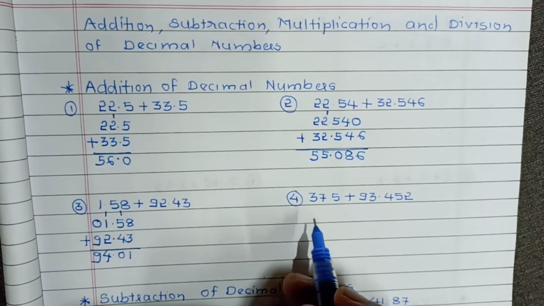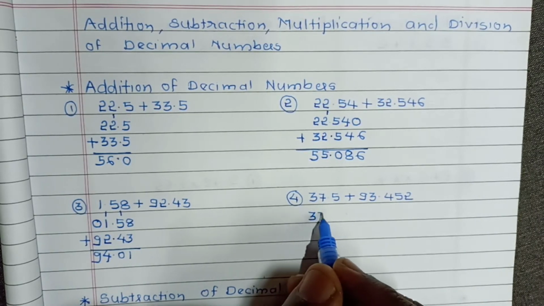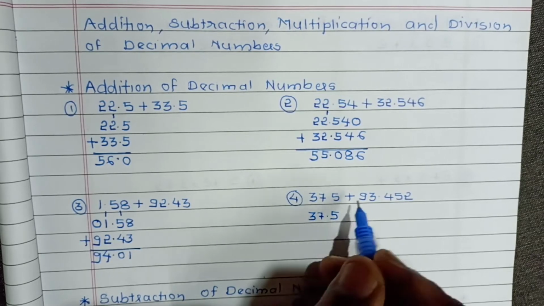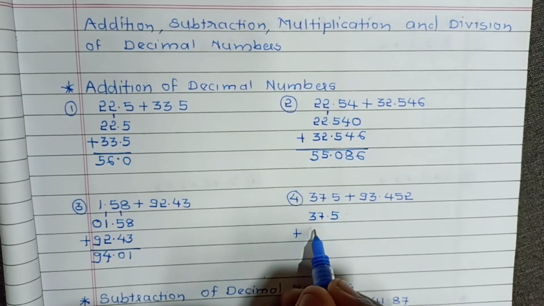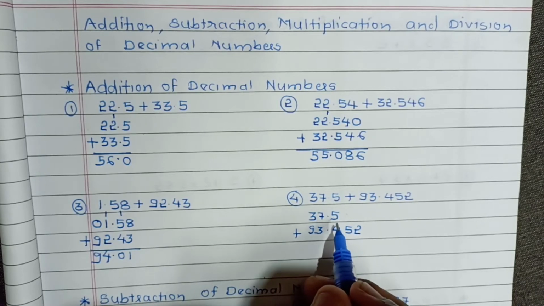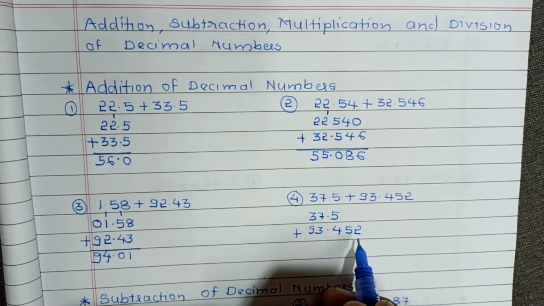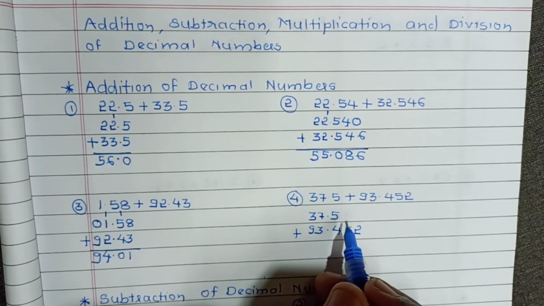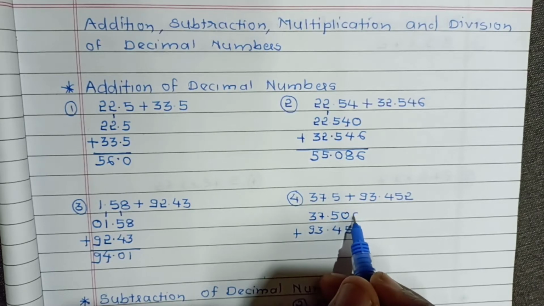Let me solve the fourth one. 37.5 plus 93. So below 7 you have to write 3 here and then 9. So after this decimal point then 452. After decimal point only one digit is present here, but here there are 3 digits after decimal point. So therefore you have to make equal number of digits after decimal point. So how many zeros you have to join here to make 3 digits? 2 zeros. This is first 0, this is second 0.